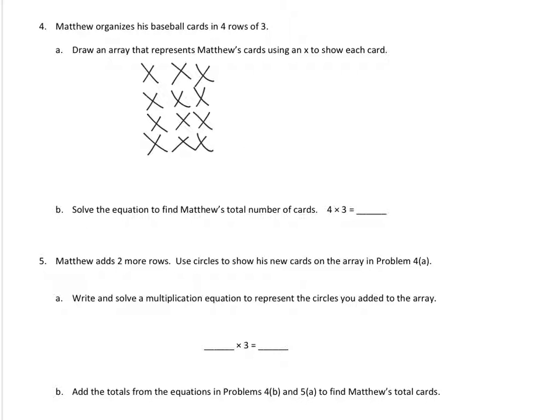Part B wants us to solve an equation to find his total number of cards. So 4 rows of 3, 4 times 3, 3, 6, 9, 12. 4 times 3 is 12. That's all for part 4. Let's go down to part 5.